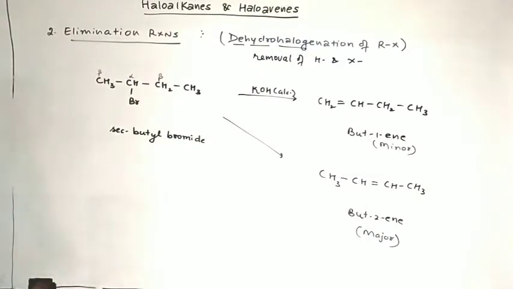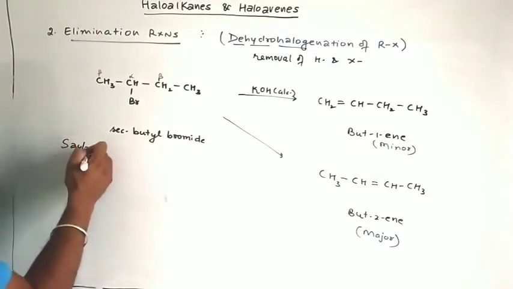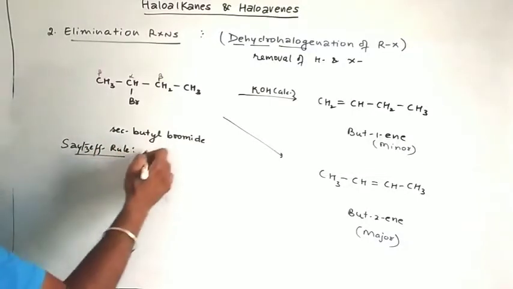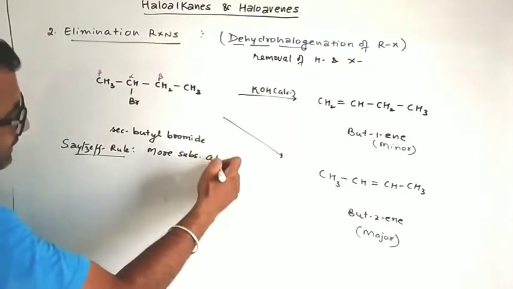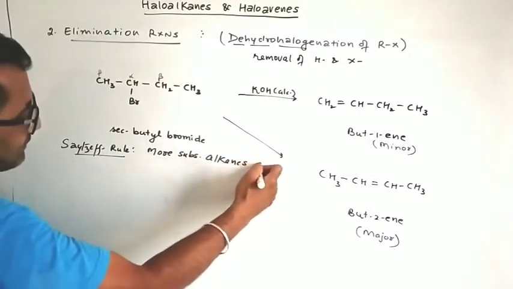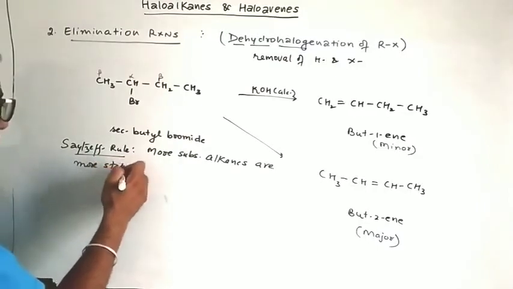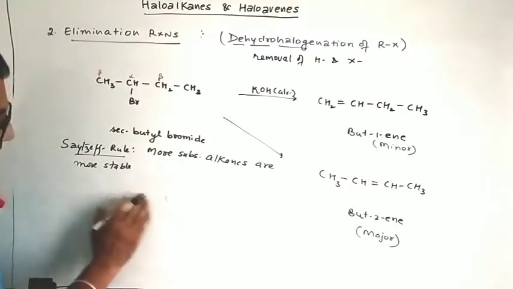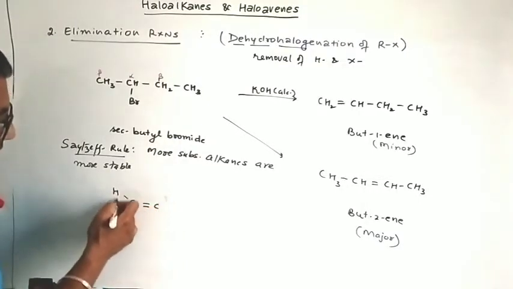That you can use the Saytzeff rule here. Saytzeff rule: more substituted alkenes are more stable. Just compare but-1-ene. But-1-ene is like this, that we have a carbon, hydrogen here.